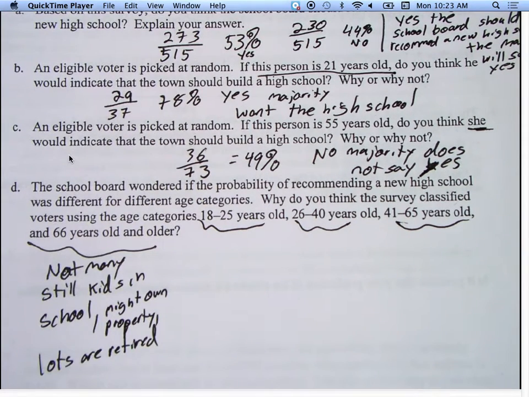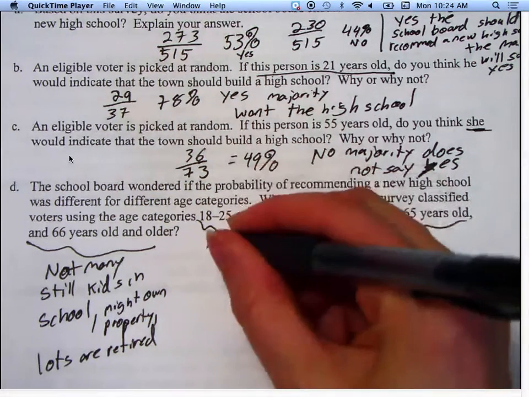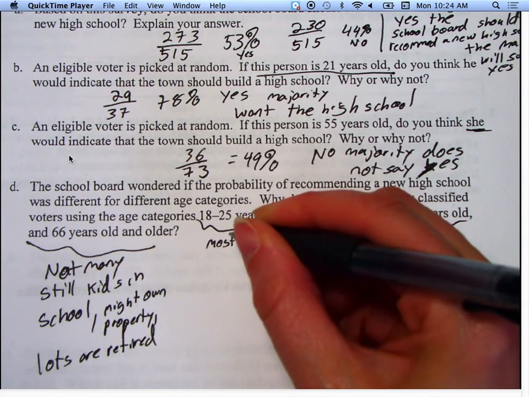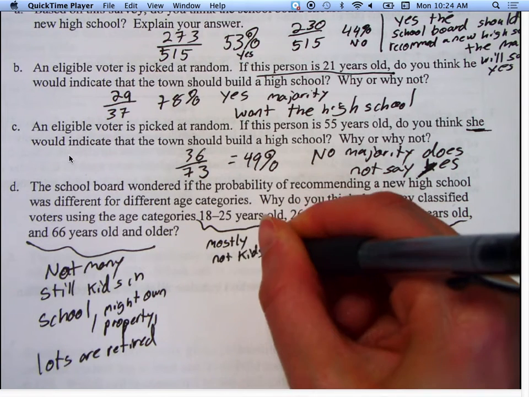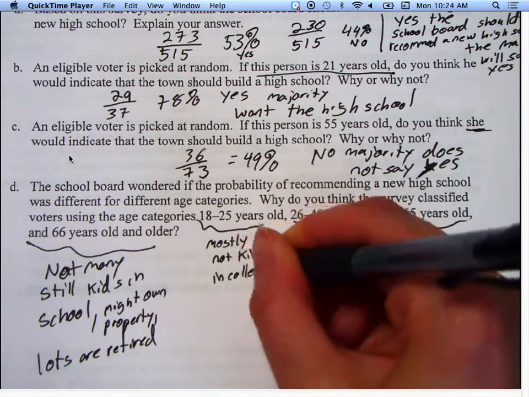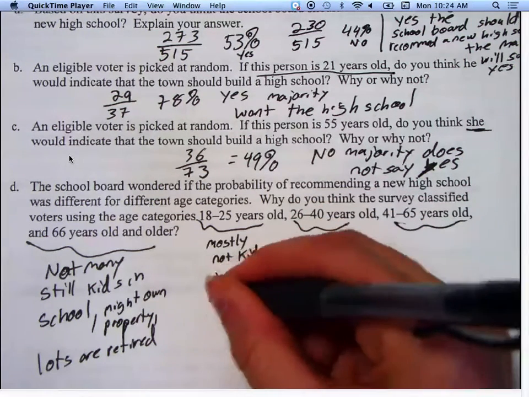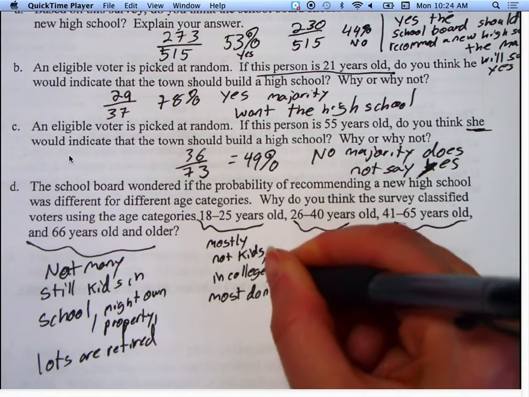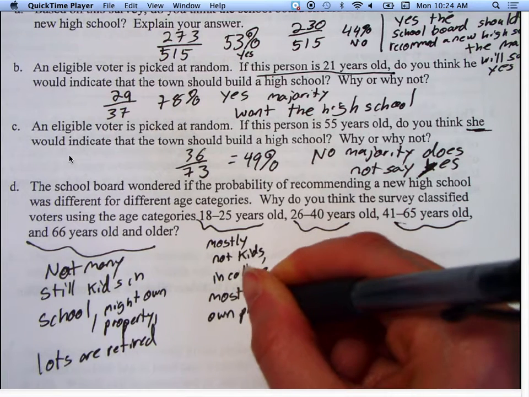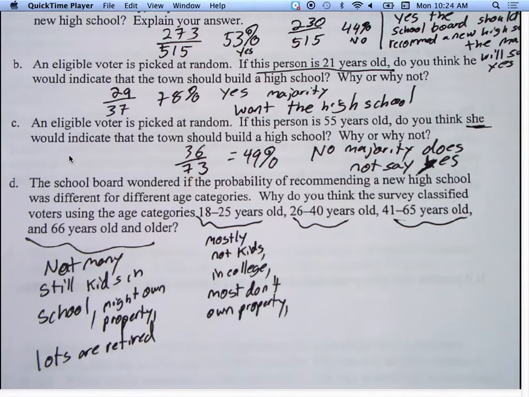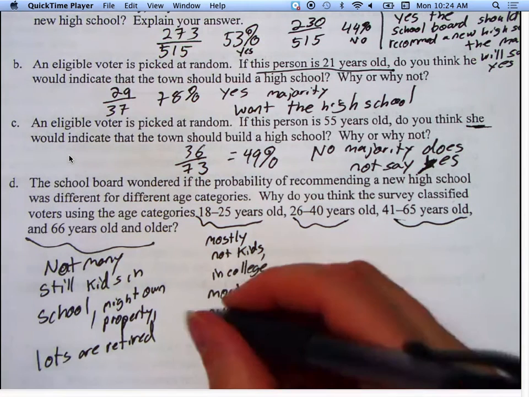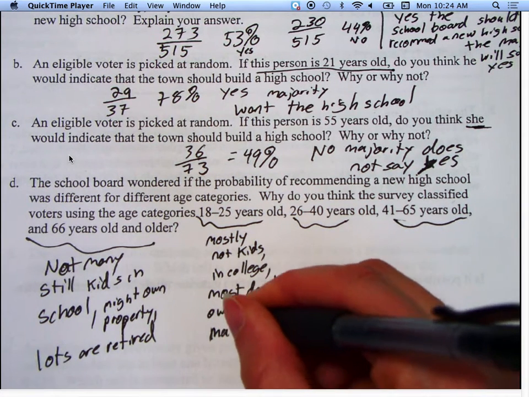Okay. 18 to 25-year-olds. Do they have kids? Hope not. Most likely no kids. None that are going to be in high school, right? Probably right out. They're in college. So do you think they own property? Not yet. Most don't own property. What else? Do you think they work 40 hours or more a week at a high-paying job? They make less money, pay less taxes.